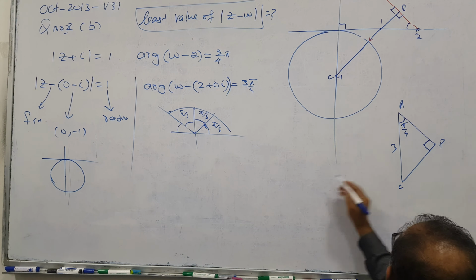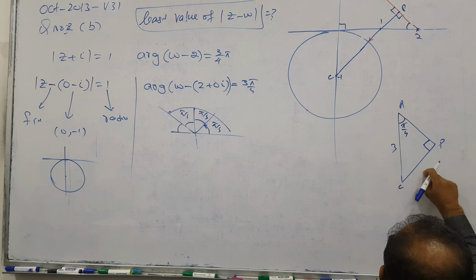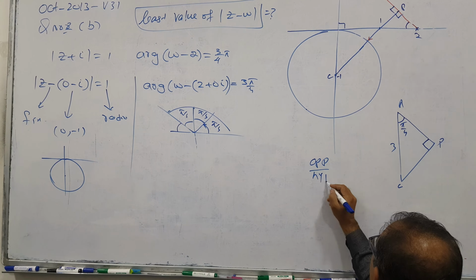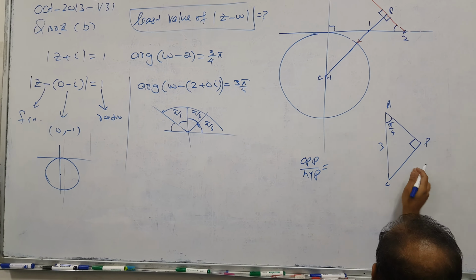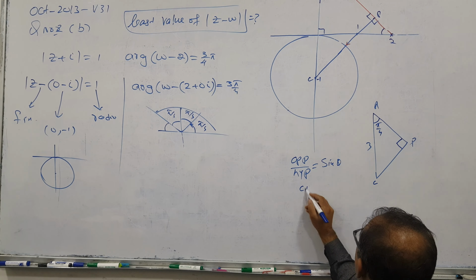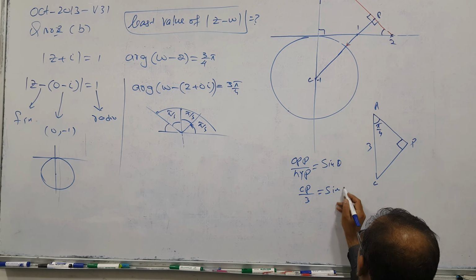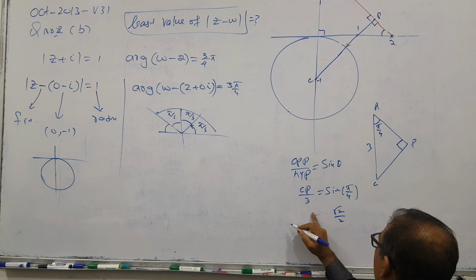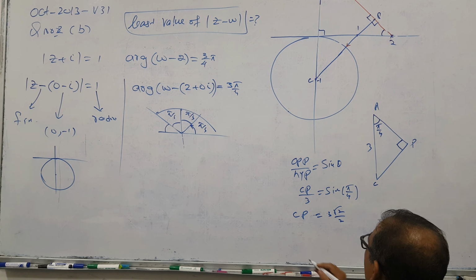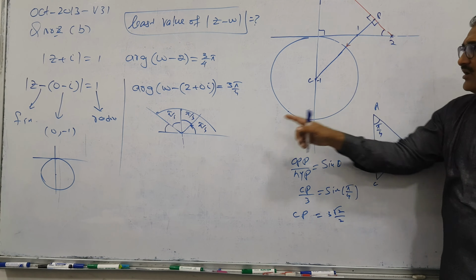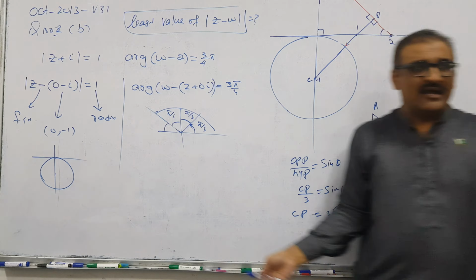But what is CP? CP you can find using opposite by hypotenuse. Opposite by hypotenuse gives you sine theta. So CP by 3 equals sine pi by 4. Sine pi by 4 is root 2 by 2, times 3. So we got CP. But for your knowledge, what is this gap? What is this one? PC. What is the radius? 1.